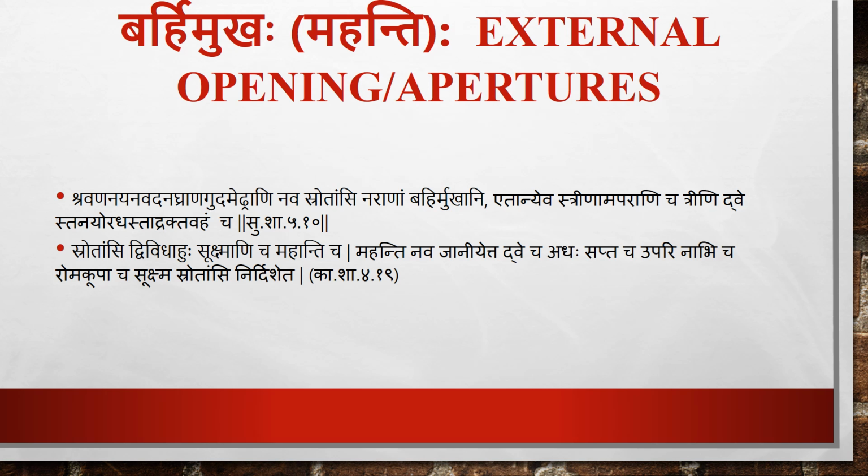As per Kashyap Samhita, the srotas channels of the body are said to be of two kinds: Sushma, subtle, and Mahan, gross. The gross channels are nine in number. Two are directed downwards, the other seven upward. The navel, nabhi, and hair follicles, romakoop, are described as the subtle channels, Sushma Srotas.